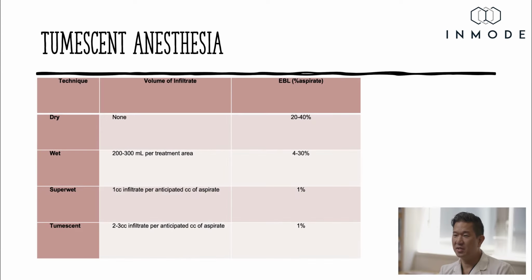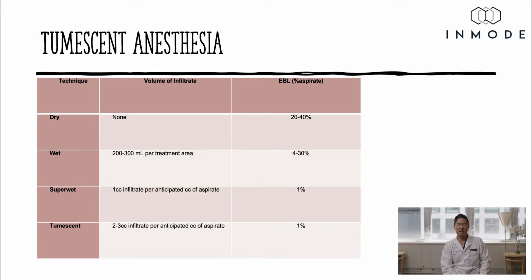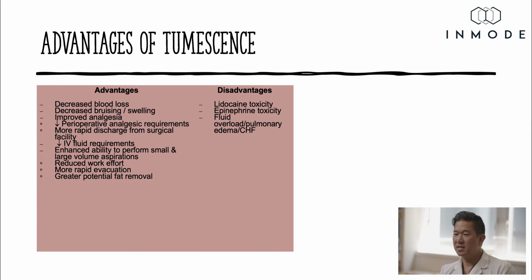Regarding the volume of tumescent anesthesia, some practitioners describe differing volumes: dry, wet, super wet, and tumescent techniques. For today's clinical scenario, Dr. Katz will demonstrate the tumescent technique, which is on the larger volume side of the spectrum. Advantages of tumescent technique include decreased blood loss, decreased bruising and swelling, improved analgesia. In fact, most of these patients have complete analgesia and just feel the proprioception or vibration of the devices. Otherwise, they're very, very comfortable.